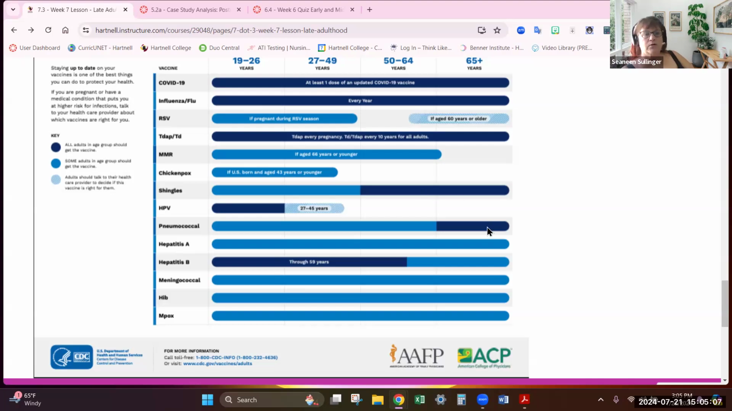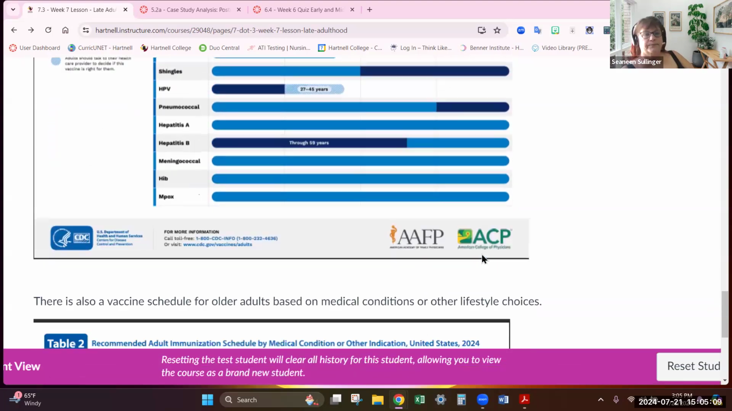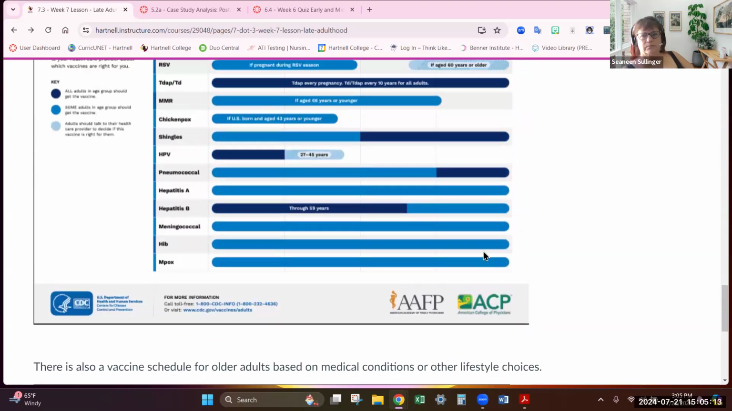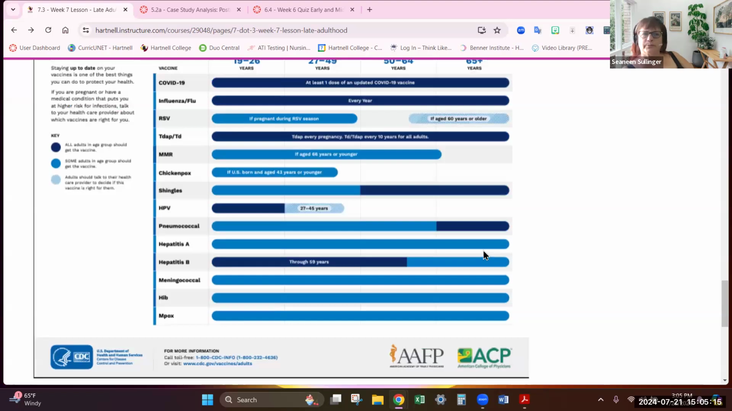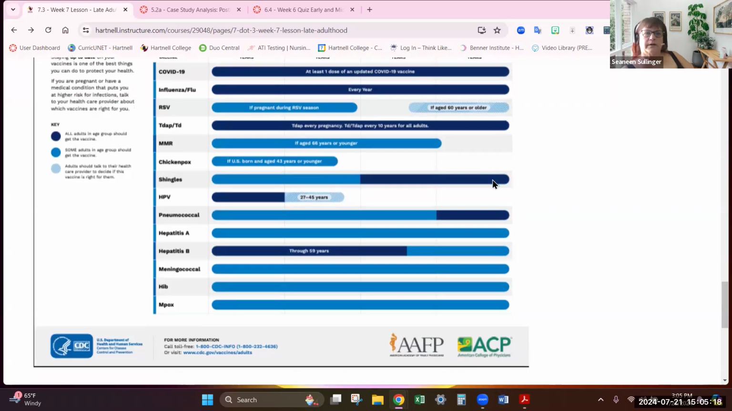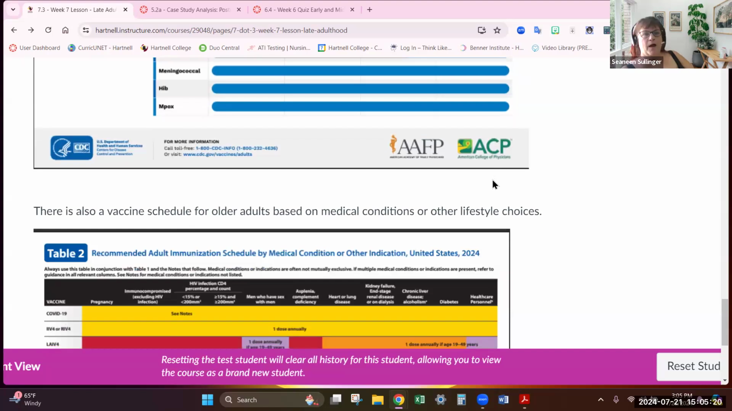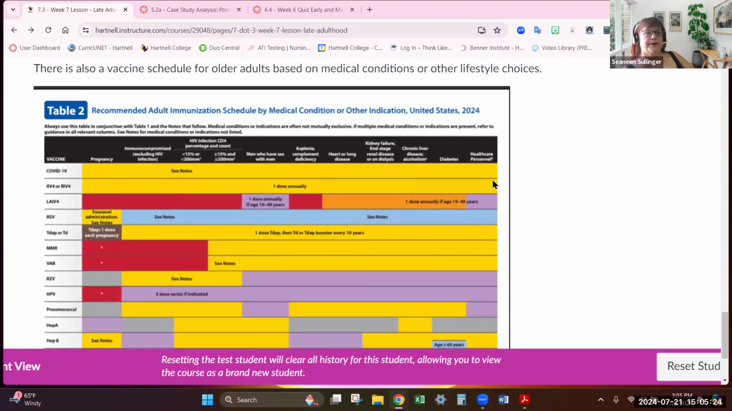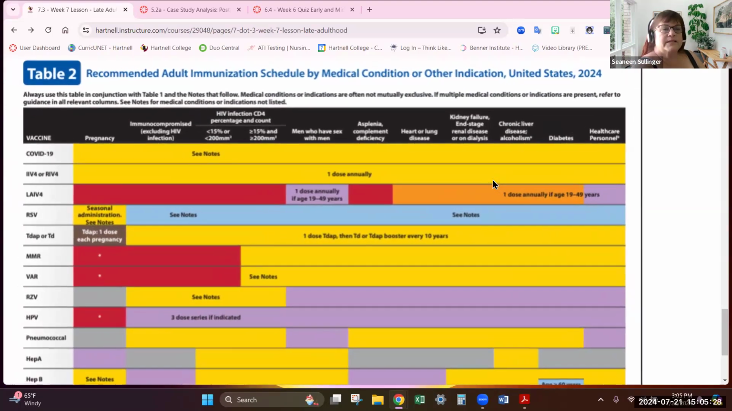Pneumonia, the pneumococcal. And then the other thing that you have, so yeah, pneumococcal and shingles, those are the big ones, plus flu and COVID, and keeping up on your Tdap. So based on medical conditions, there is also for adults a specific immunization schedule.